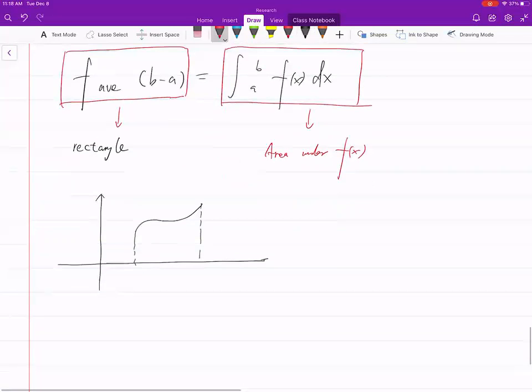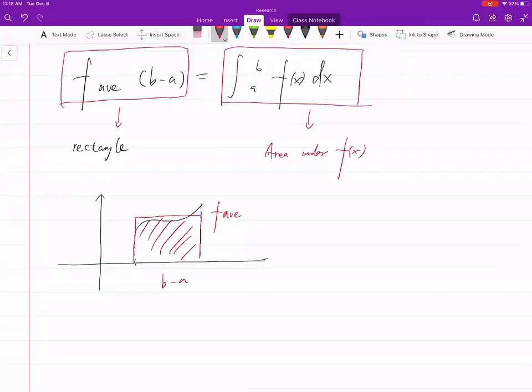Okay. F average times b minus a. So the left is nothing but the area of this rectangle. Make sense so far? So what is your f average value? That is exactly the same height. If I calculate the rectangle, it will be the same as the area under the function. That's what I'm looking for.